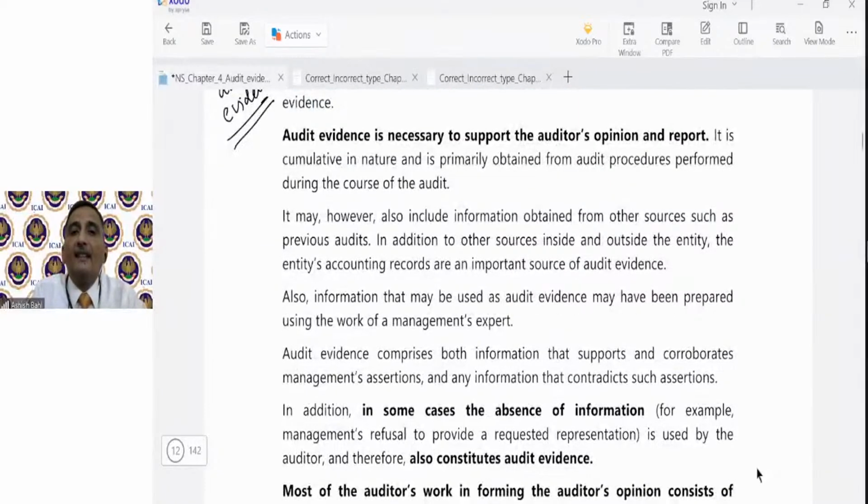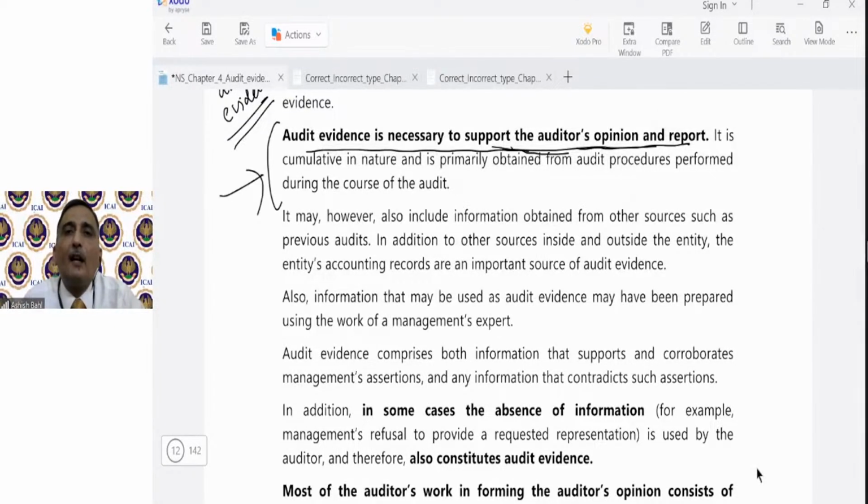So audit evidence is necessary to support auditor's opinion and report. तो उसके बिना तो कुछ भी नहीं हो सकता. Nothing can happen without audit evidence. So when the auditor is performing his work, what he is doing most of the time, he is obtaining audit evidence. How does he obtain audit evidence? He obtains audit evidence by performing procedures. Okay.